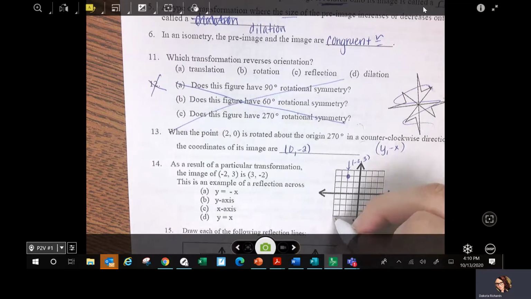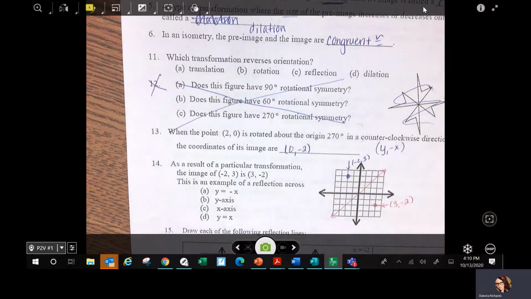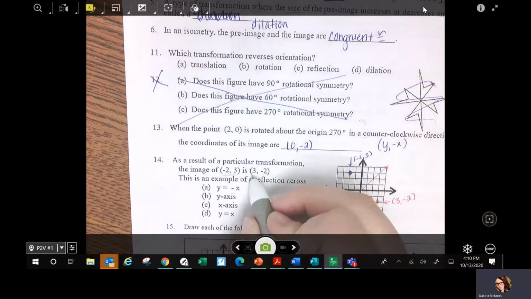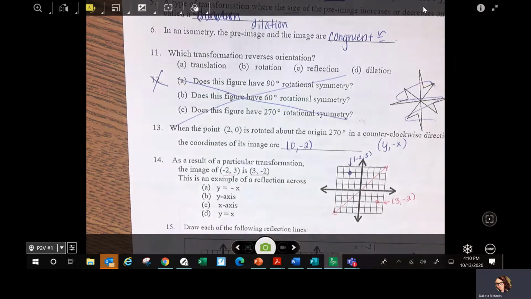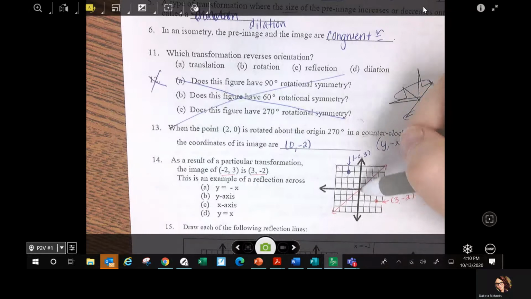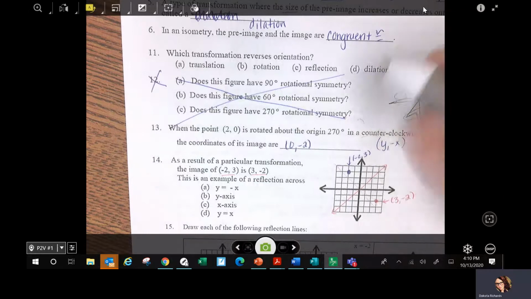I can kind of see that I'm going to be reflecting over this line. But if you couldn't see that, look at what you're given. Let's see what would be here. A, y equals -x. That's when you're reflecting over this line. And we are not reflecting over that line.